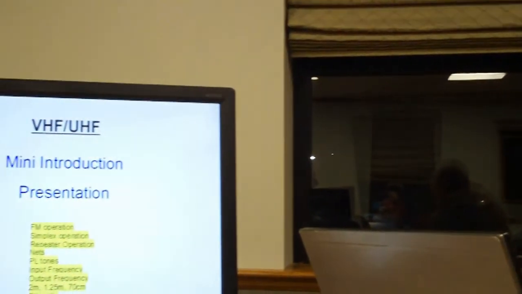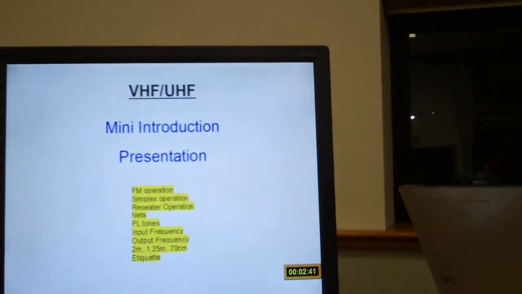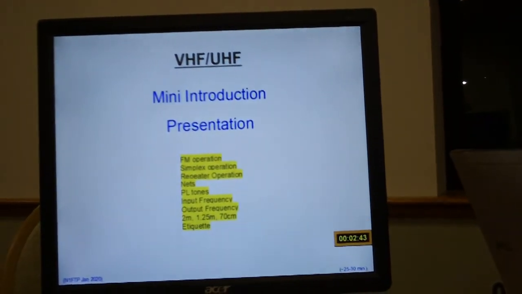The three major VHF, UHF bands are 2 meters, the 220 band, and the 440 band, which equates to 2 meters, 1.25 meters, and 70 centimeters. And last, I'll talk a little about etiquette.